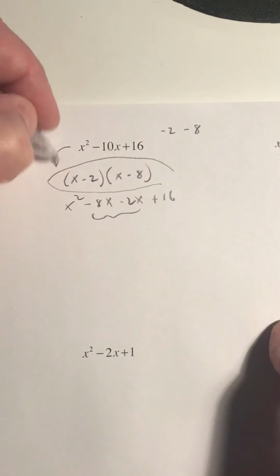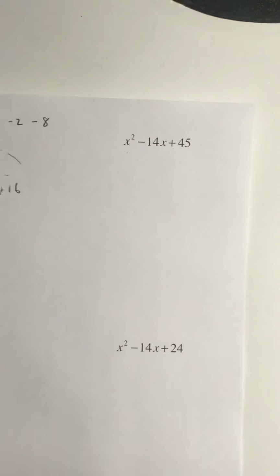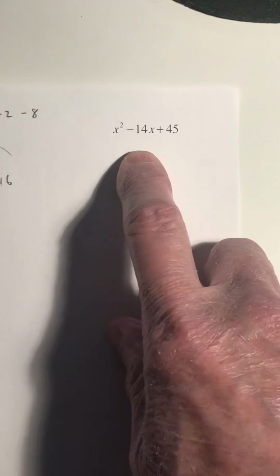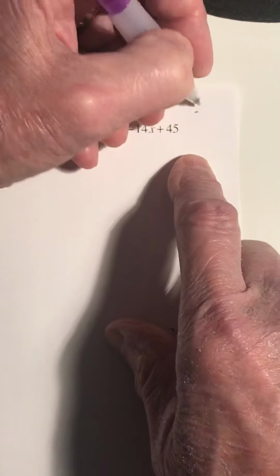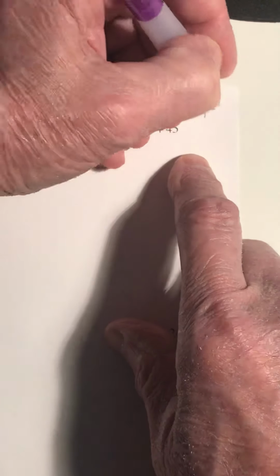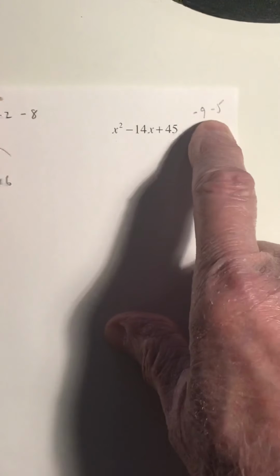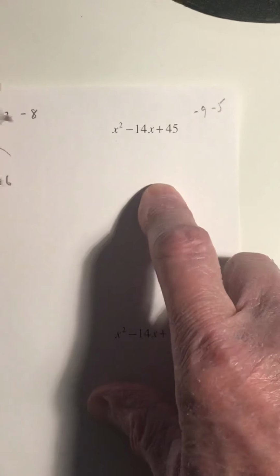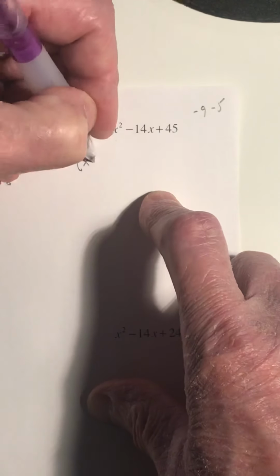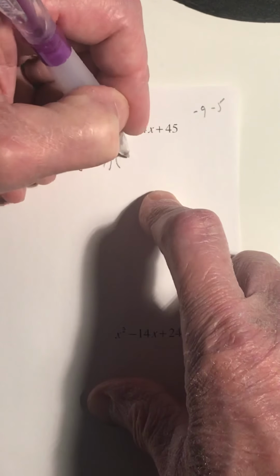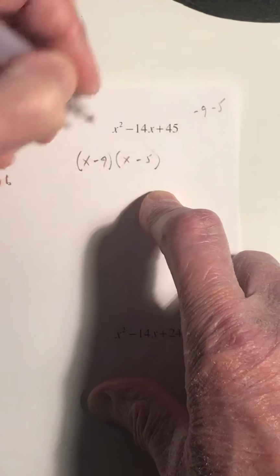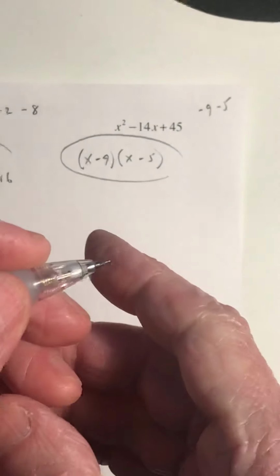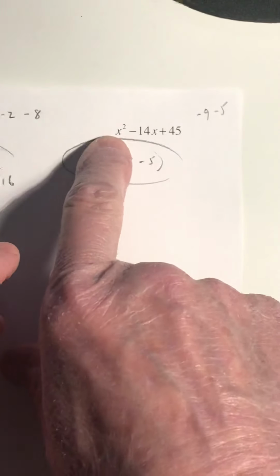Okay? But this is the answer to the question. How do we factor that? 45, plus 45 and minus 14. How about a minus 9 and a minus 5? Those multiply out to plus 45. Those add up to negative 14. As soon as we find those two numbers, we're done. Okay, now that's how we can do these where it's a 1x squared.